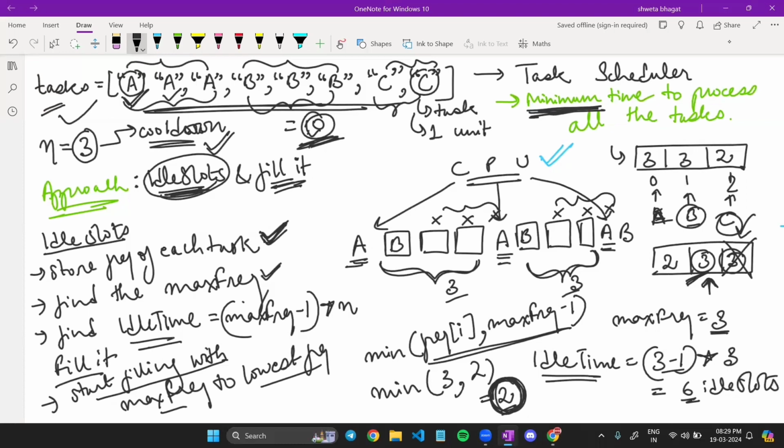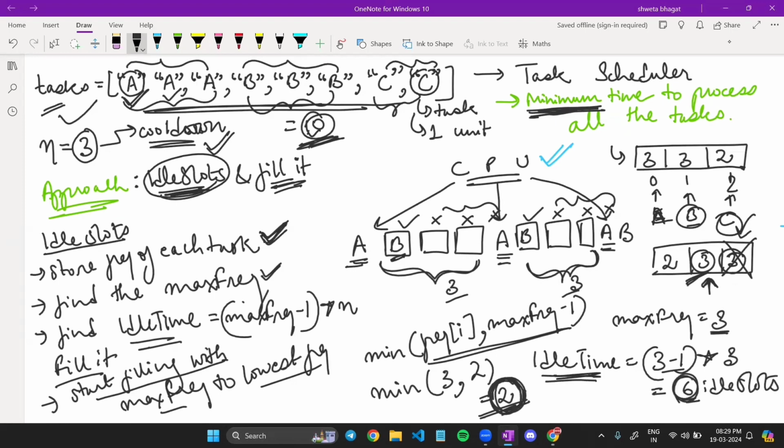Correct? So how many idle slots are we consuming out of the 6 idle slots? We are consuming 1, 2, only 2 idle slots, right? This B is not present in any idle slot. Correct? So since 2 idle slots have been filled by this B, what we will do is subtract this 2 from the idle slots, right?